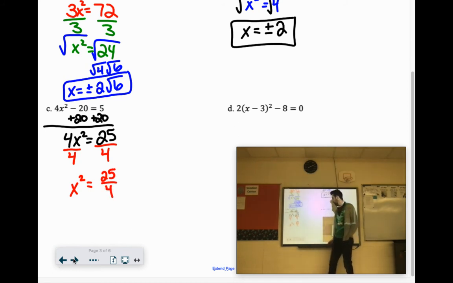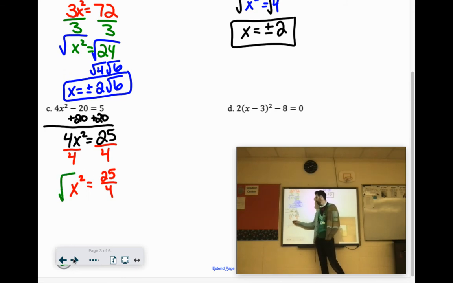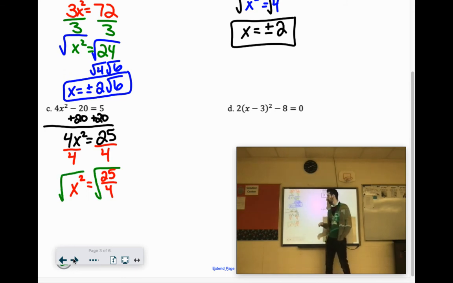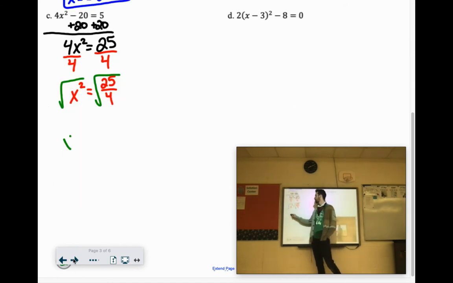To get rid of the x squared, we're going to square root both sides. When you square root a fraction, you're square rooting each part of the fraction. So the square root of 25 is 5, the square root of 4 is 2. So we'd have plus or minus 5 over 2.